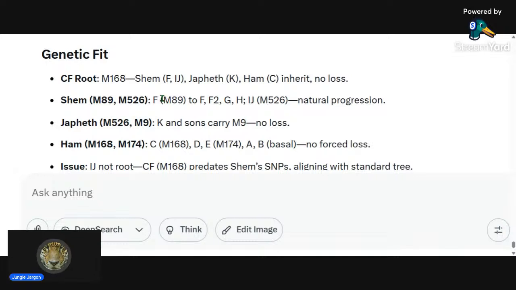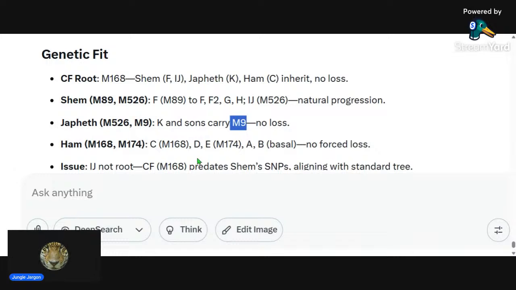But this one here again of F, M89, that's shared by everybody to the right. F, F2, G, H, IJ, natural progression. Japheth has the IJK, carries it, extends it like Grok said, and its own M9. And carries Shem's M9 with no loss.